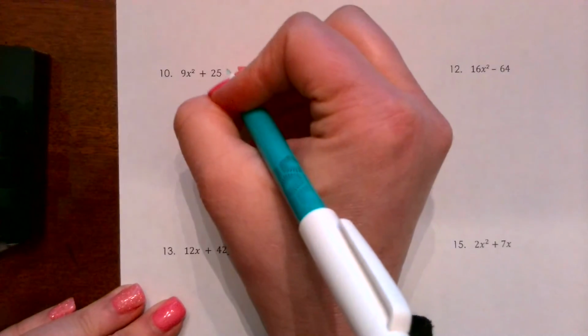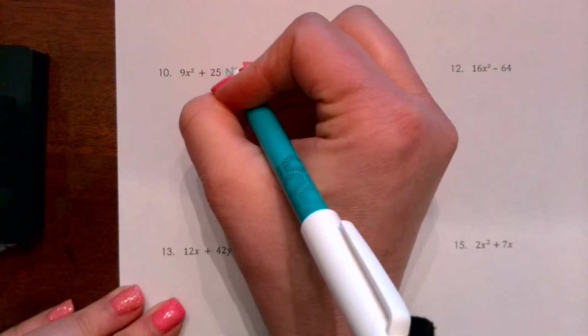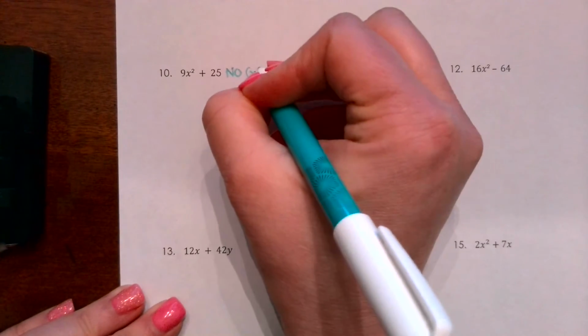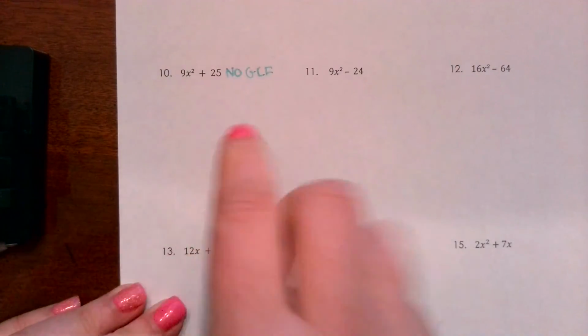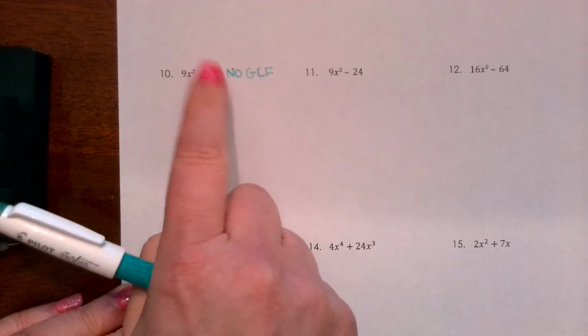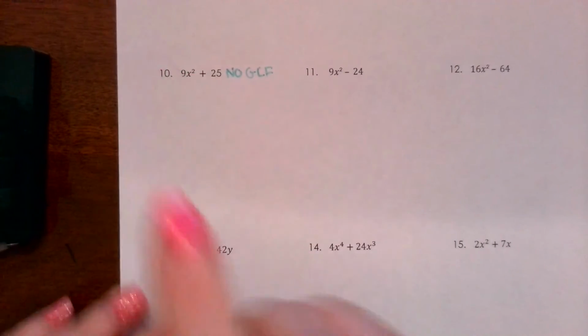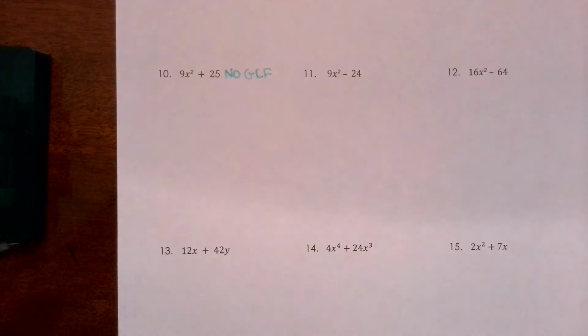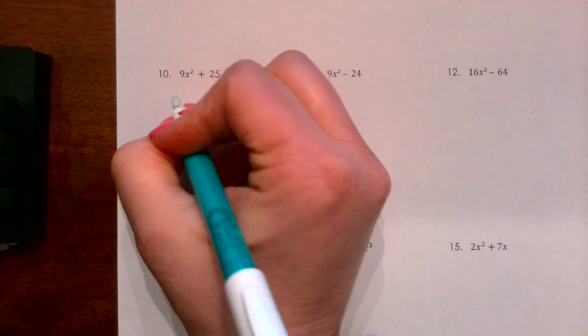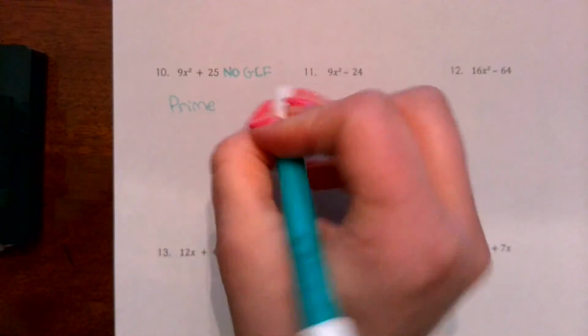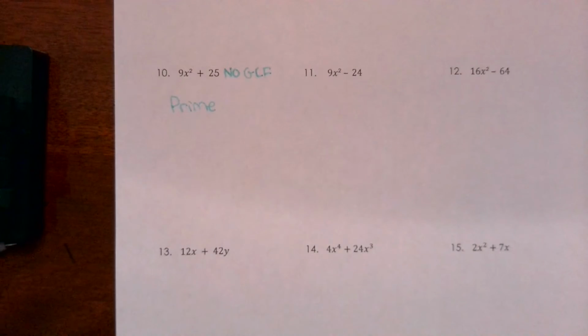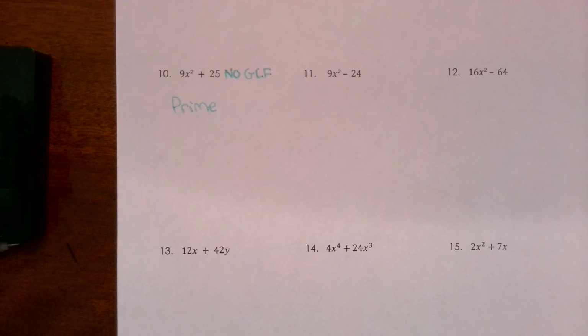Looking at number 10, there is no GCF. I can see clearly no number or variable can be removed. And because this is addition, even though I have perfect square coefficients and an even exponent, this is addition. So it cannot be factored further. And this, for that reason, no GCF and cannot be factored as a difference of squares, is a prime binomial.